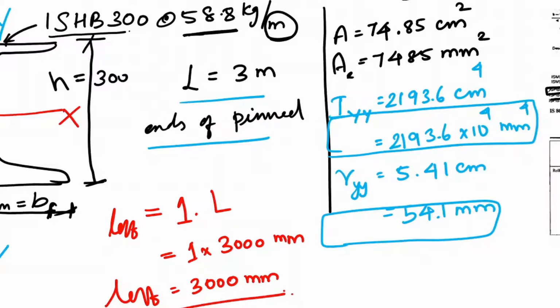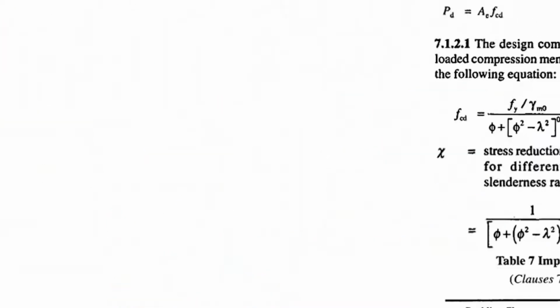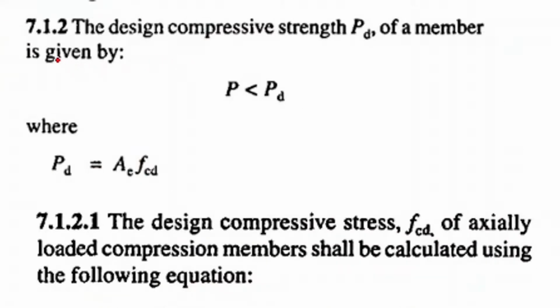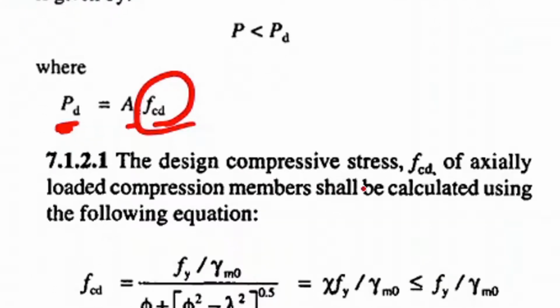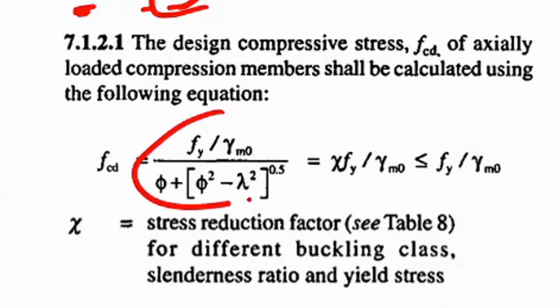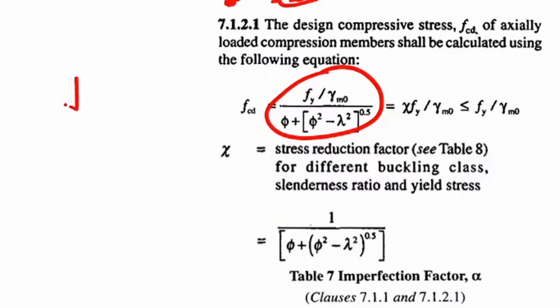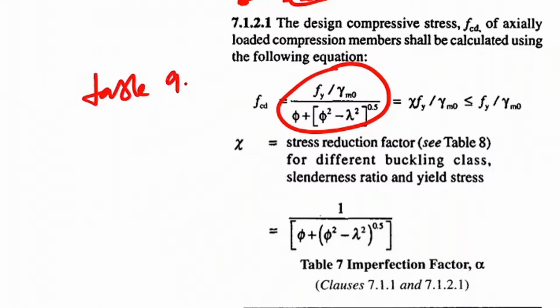So this is my effective length. Now I know all the data. Now I need to find the design axial compressive load capacity. If we go back to the equation of clause 7.1.2, design compressive strength is equal to area into design compressive stress. Now FCD can be computed either by using this equation or by using table 9C.